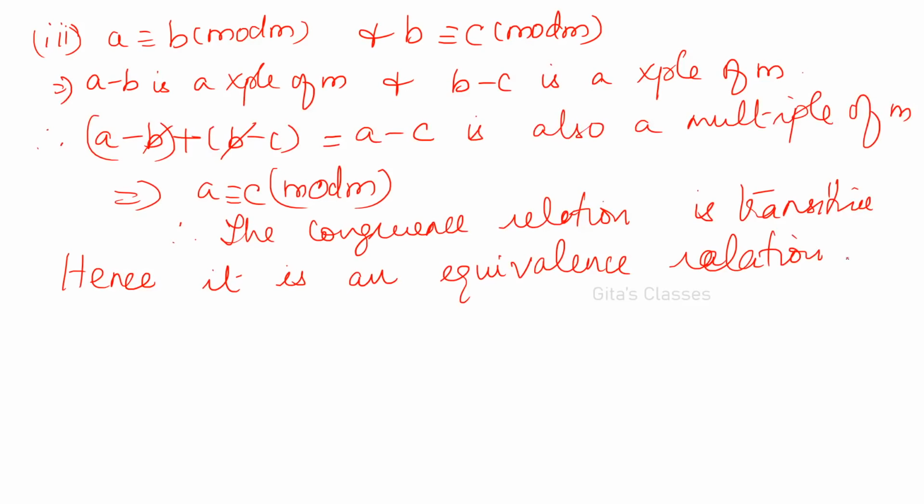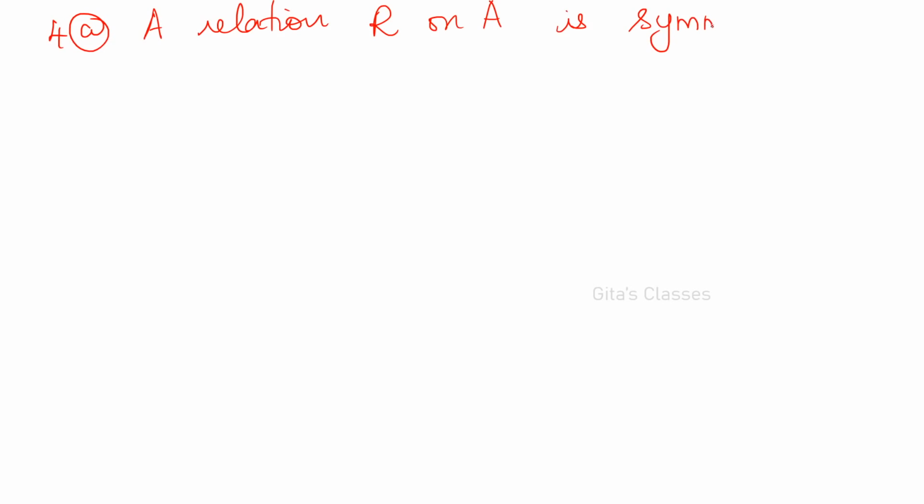Okay. Next is question number 4a. What is 4a? A relation R on a set A is symmetric if and only if R is equal to R inverse. So this is for 7 marks.